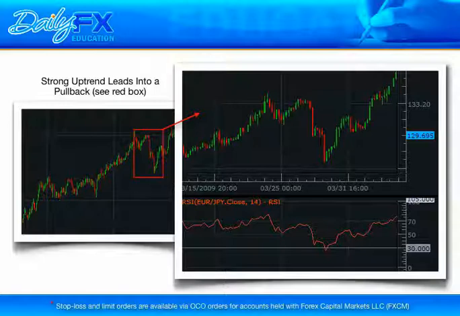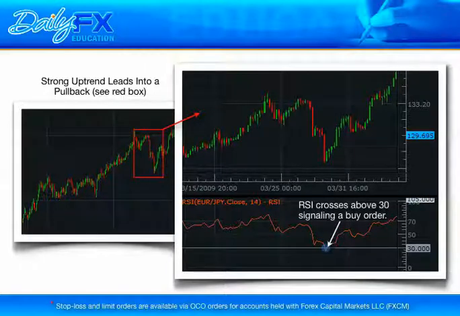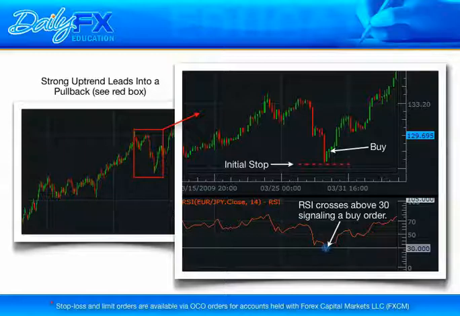Once again, we look for the RSI to move back above 30 to signal the buy entry. We wait for the candle to close in order to confirm that the move back above 30 has taken place. We then buy at the open of the next candle and place our protective sell stop a few pips lower than the low.